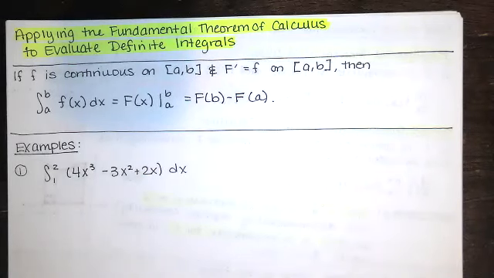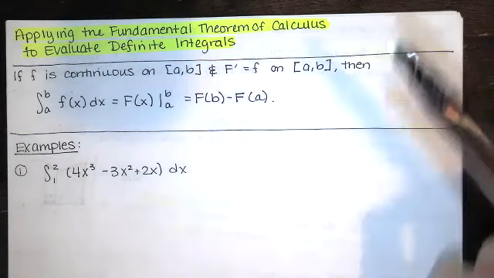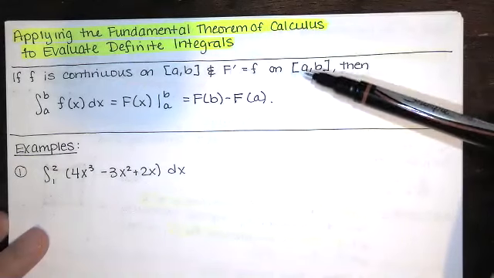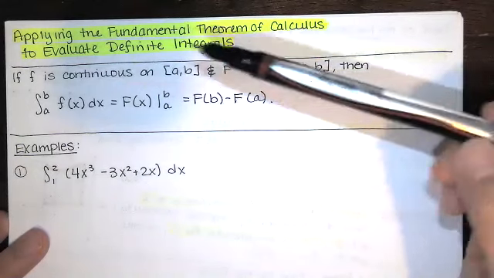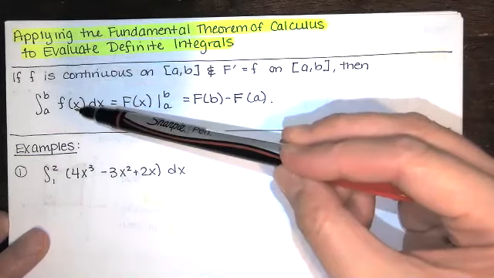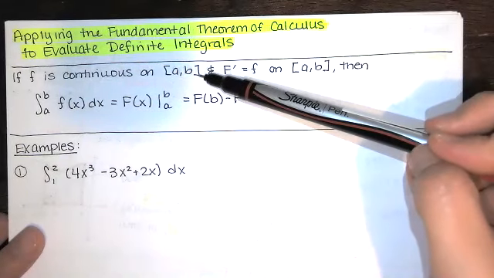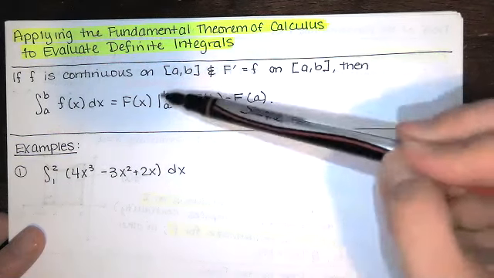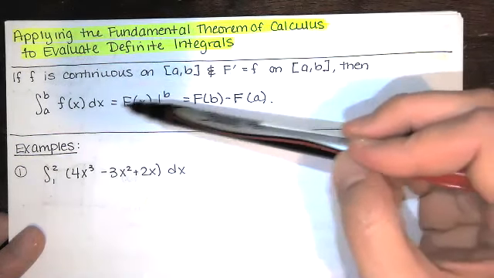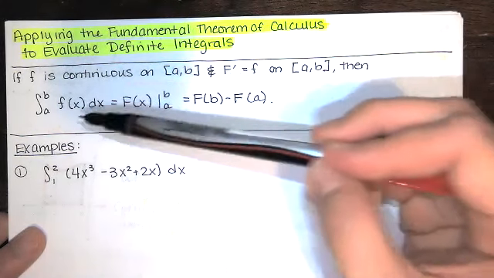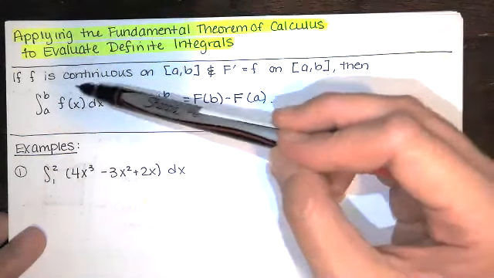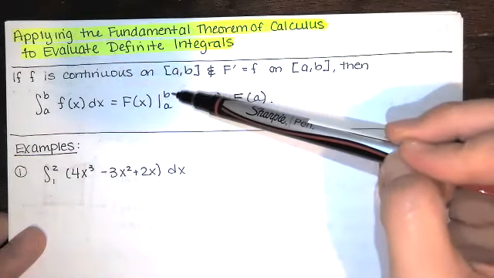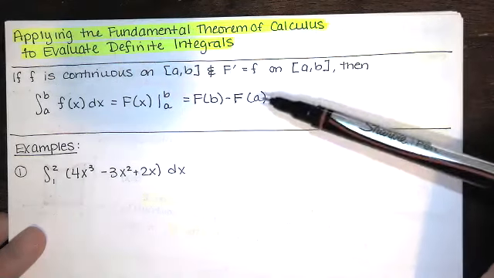In this video, we're going to apply the fundamental theorem of calculus to evaluate some definite integrals. And this is the first part of the fundamental theorem of calculus. It says, if the integrand f is continuous on the interval from a to b, and F prime is equal to f on the interval from a to b, so that means that capital F is an antiderivative of little f, then the value of this definite integral is just the antiderivative evaluated at b and then evaluated at a and then subtracted.